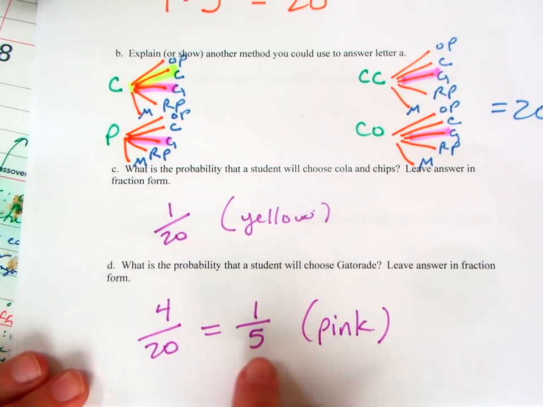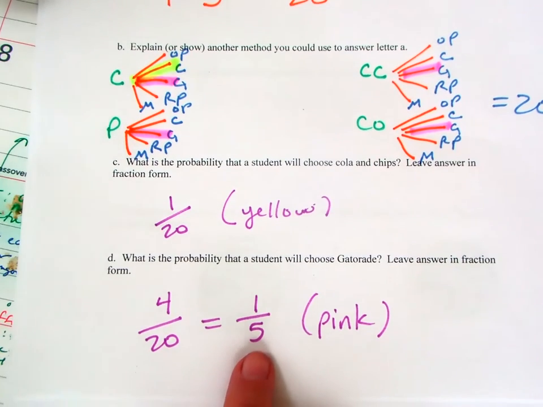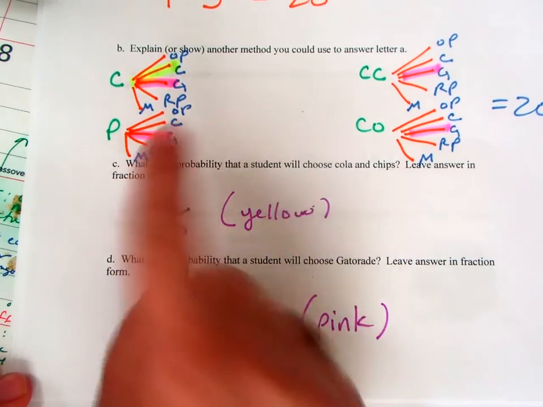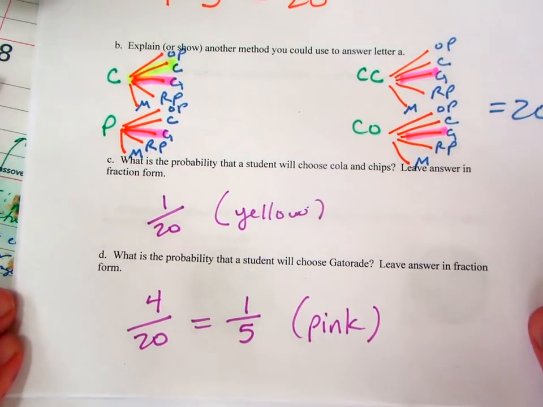Okay. Yeah, you should reduce your fractions if it's possible to reduce. And you could have also found that different ways because there were 5 drinks and Gatorade is 1 out of the 5. So there are other ways to do all of these problems. I'm just showing you one option.